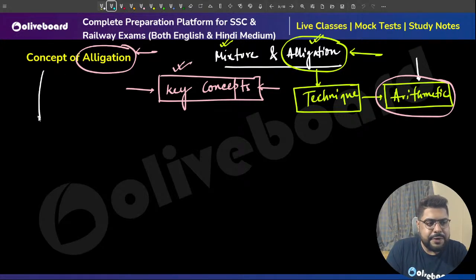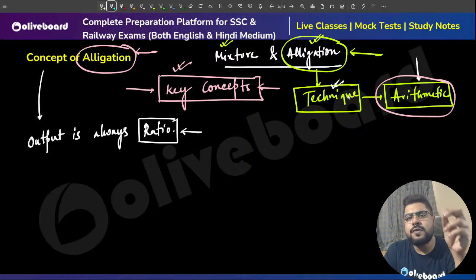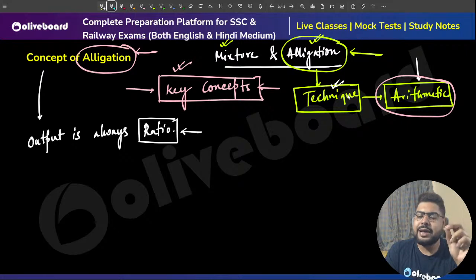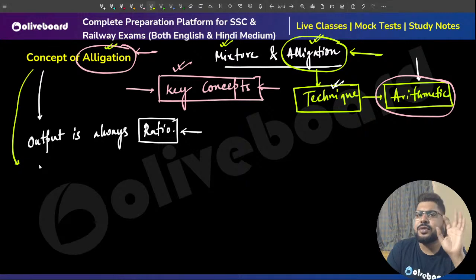So, the concept of allegation. Please understand what allegation is. In allegation, always remember, the output is always a ratio. After using this allegation technique, you will always get the output as a ratio. But where can you use allegation? For using allegation, you need to understand a few things.